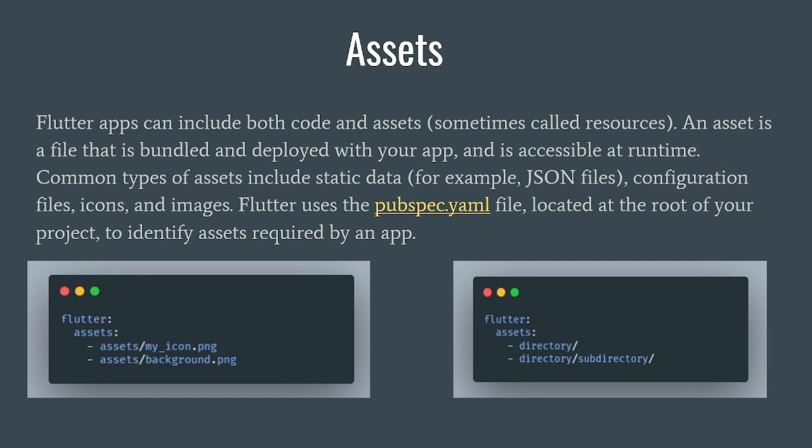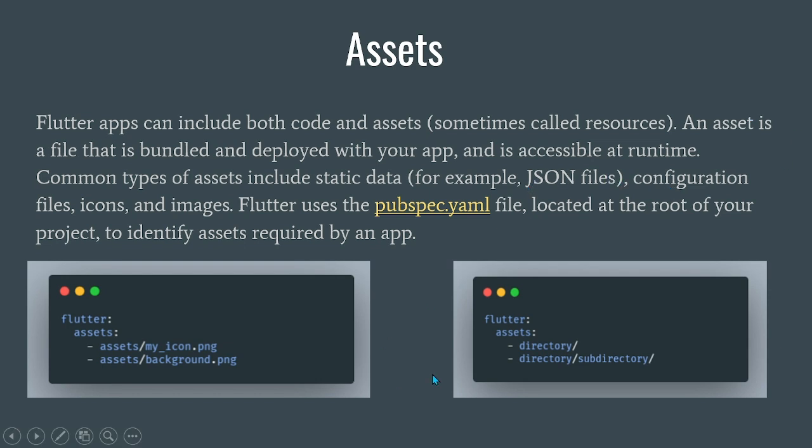Then there are the assets. A Flutter app supports something called assets, and in every app there's a file present, which is the pubspec.yaml file. In this file, you can add certain assets or resources, for example, images or JSON files that you want to use later in your code.